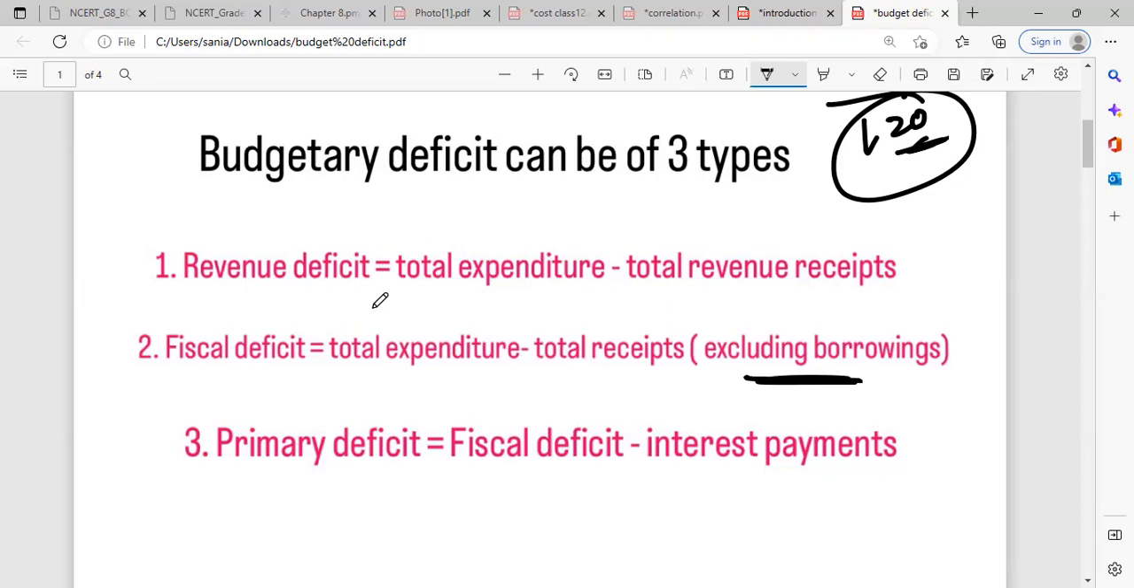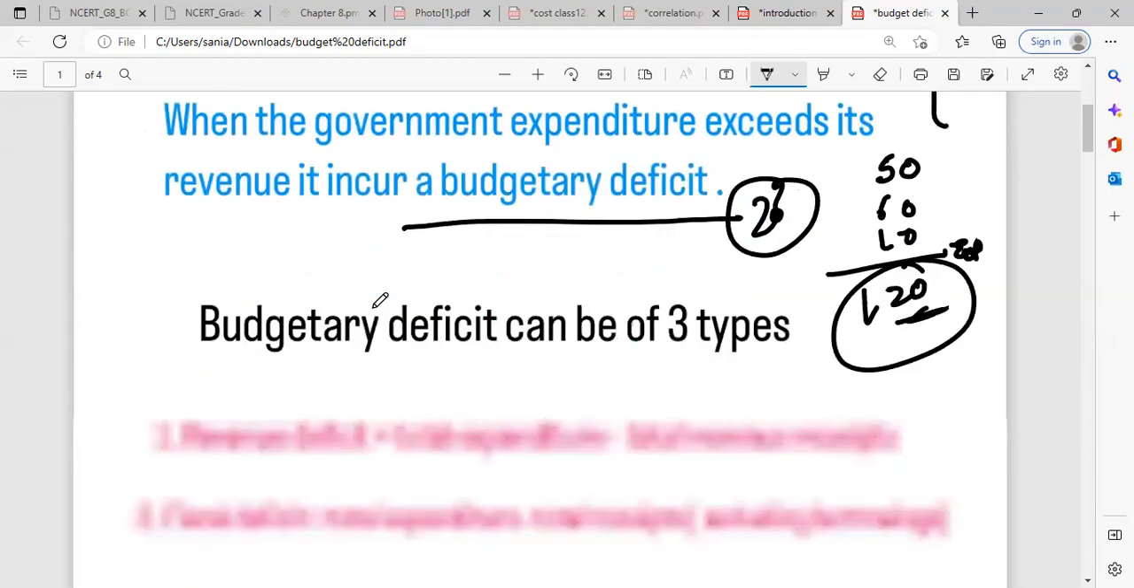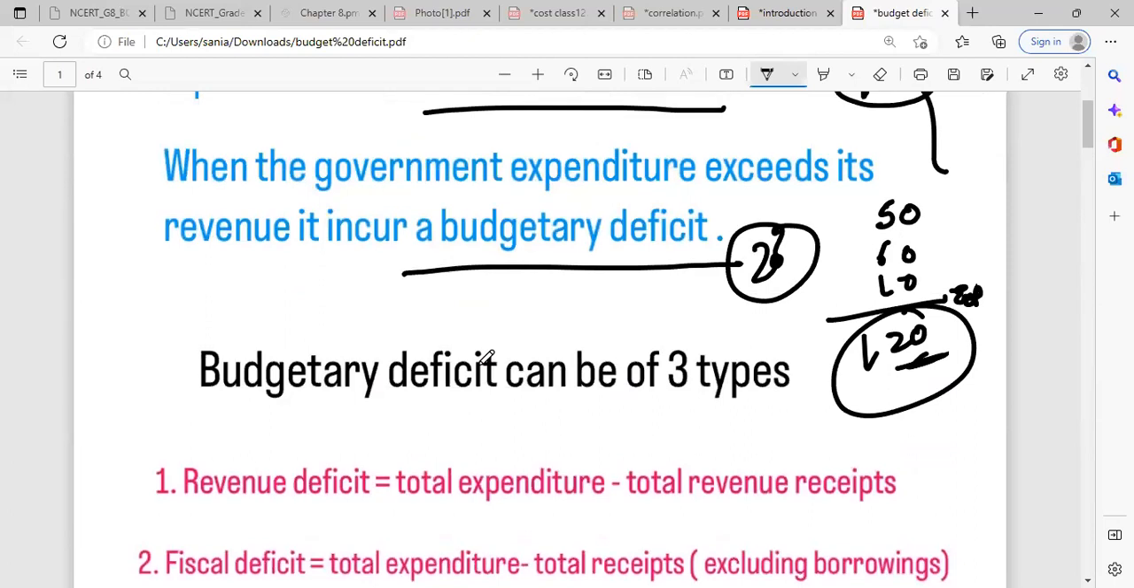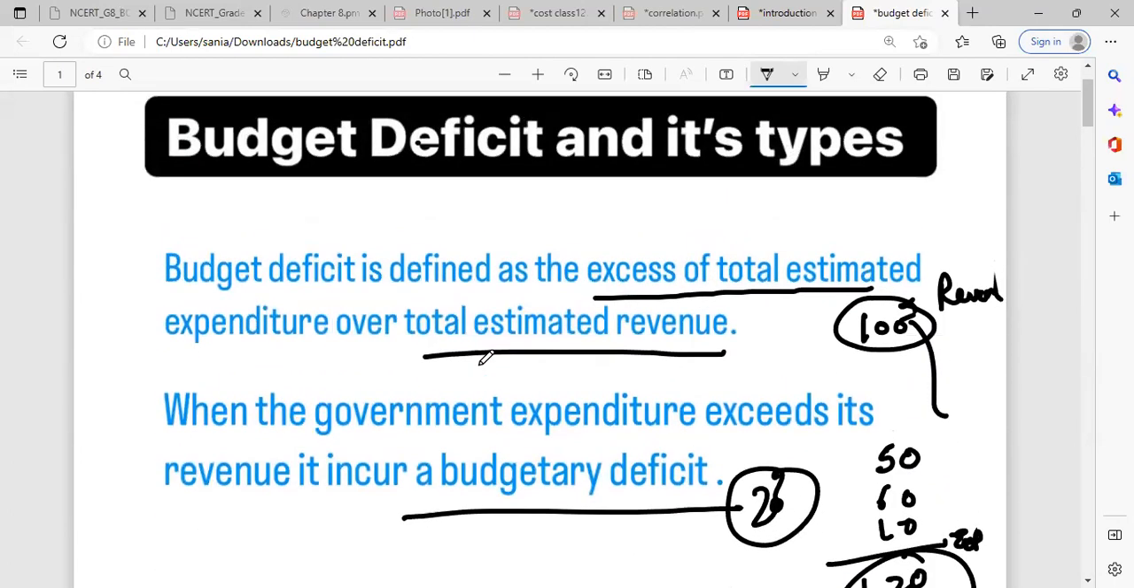Now what you are going to do, first you will read this and then in your notebook you will write all these formulas, because today you'll be solving the numerical, so you need the formulas. First read this, then we'll discuss the formulas again.